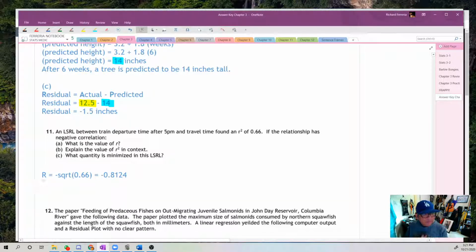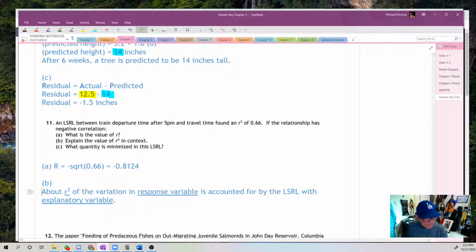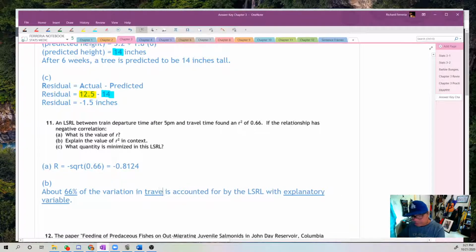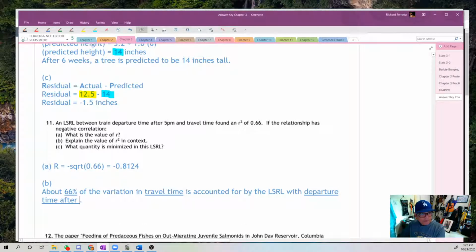Explain the value of R squared in context. Well, we're just going to get that sentence frame again, aren't we? Let's substitute the things we know. What was our value for R squared? 0.66. So about 66% of the variation in, let's see, the response variable is travel time, is accounted for by a LSRL with, well, our explanatory variable is departure time after 5 p.m.